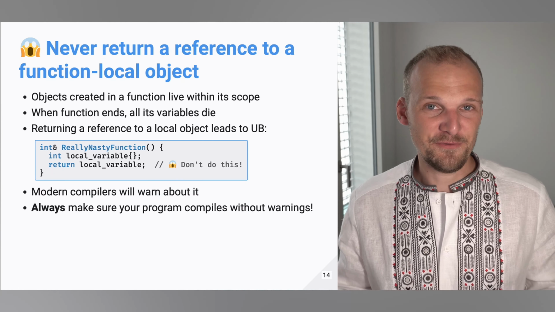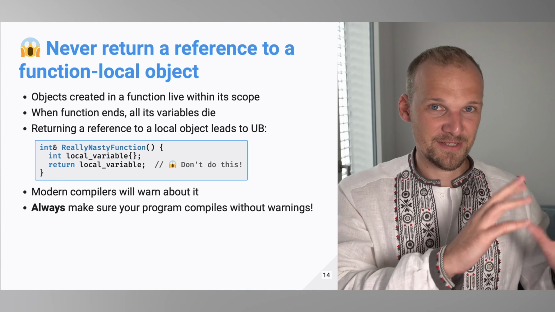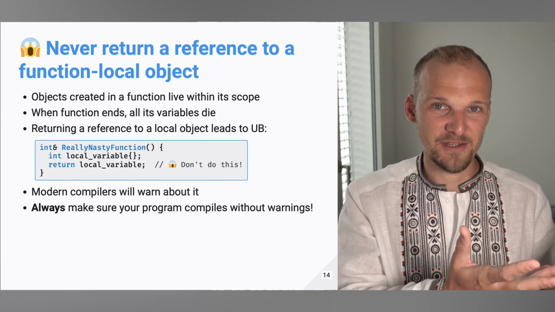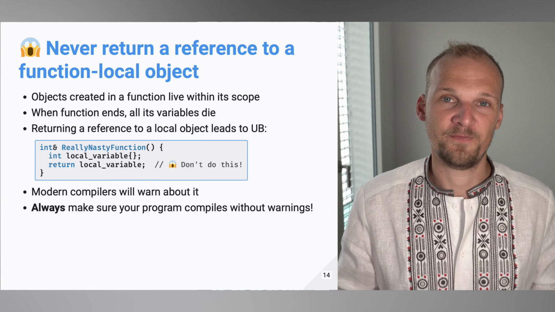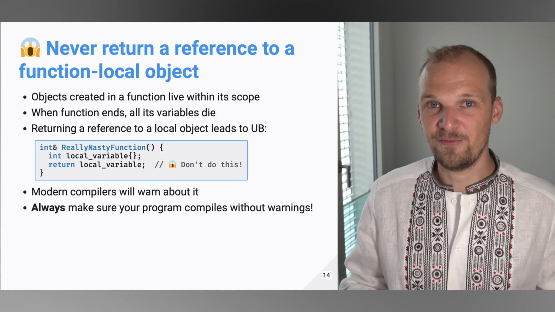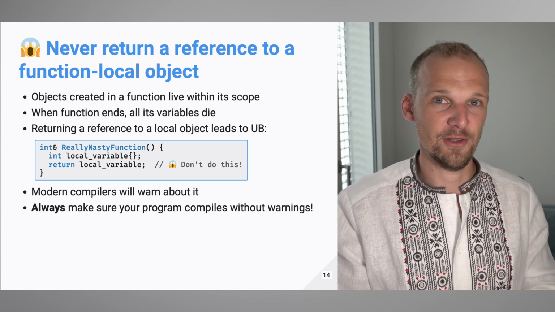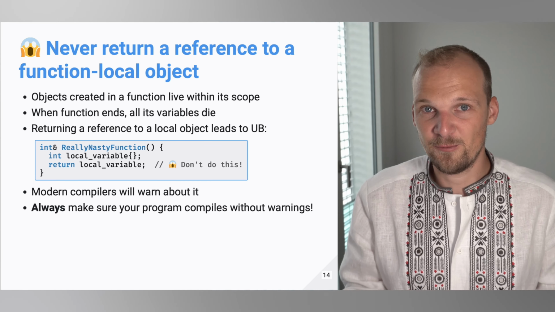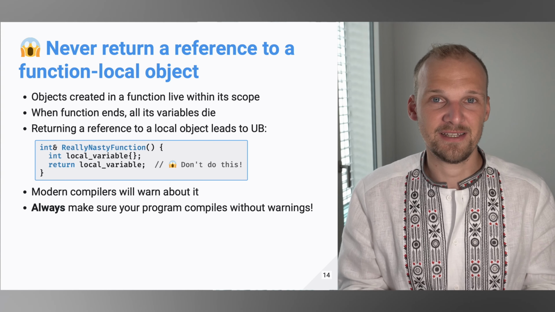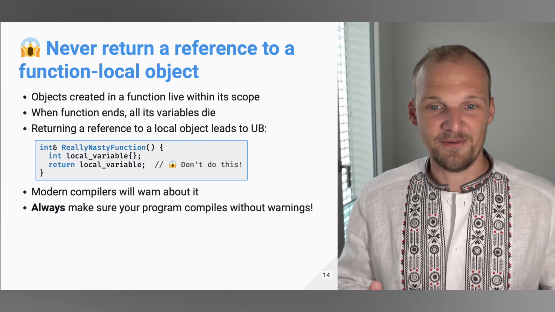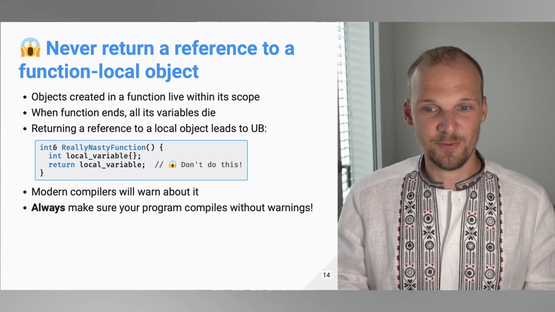Okay, one of the pitfalls because of the scope of a function is that everything that you create within a function will die within a function. That means that if you try to, say, return a reference to a local object, to a function local object, then this object will not exist when you actually need it. So you will end up with undefined behavior again. For example, this would look like this.